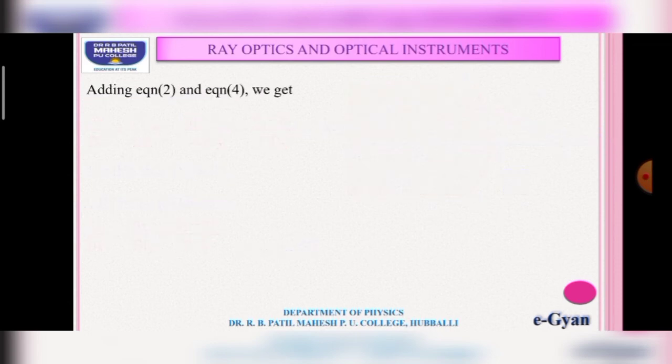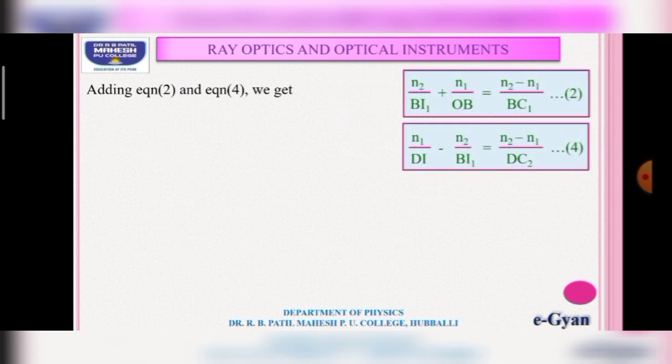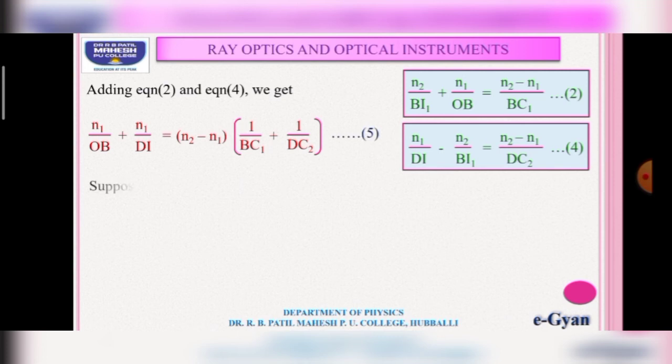Adding equation 2 and 4 we get, see here we have equation number 2 and equation number 4. Adding these two, this term and this term get cancelled, and we get N1 divided by OB plus N1 divided by DI is equal to N2 minus N1 into 1 by BC1 minus 1 by DC2. Here I am taking N2 minus N1 as common. It is present in both the cases. Let this equation be 5.